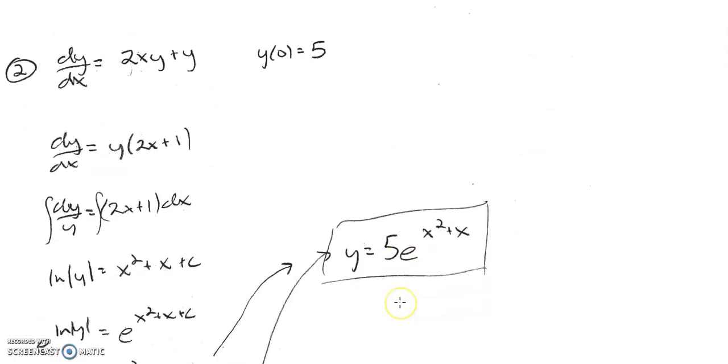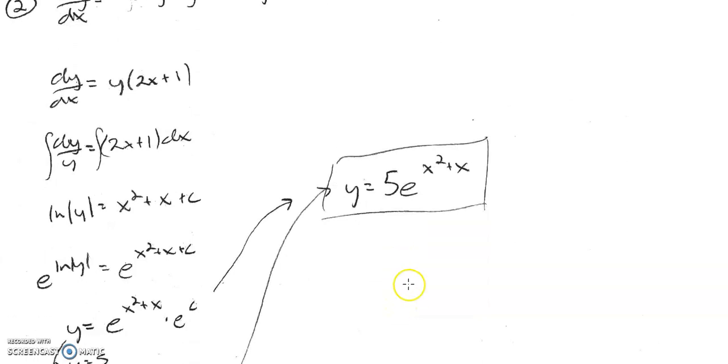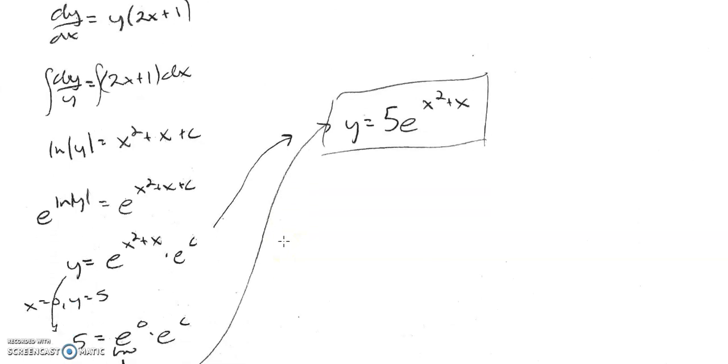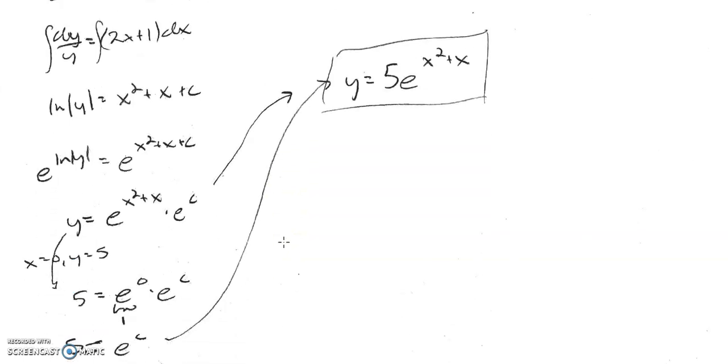Okay, here's our answer. y equals 5e to the x squared plus x. So let me walk you through that. I'll show you the whole solution quickly without saying anything, in case you had a small error and you want to fix it.